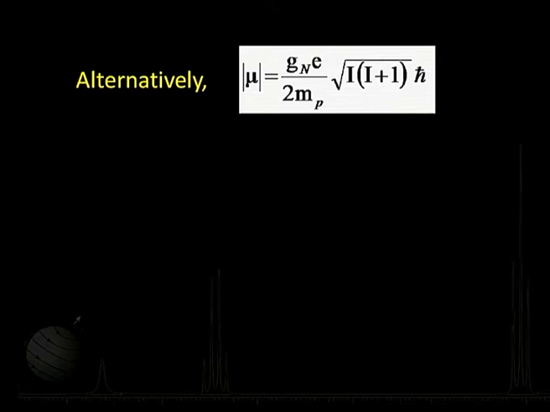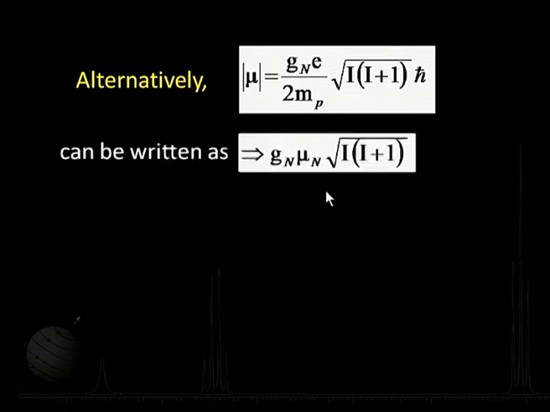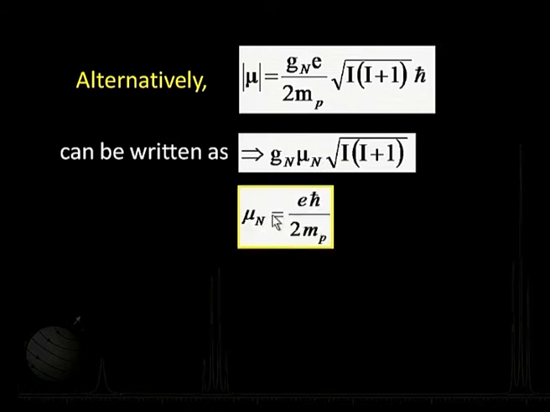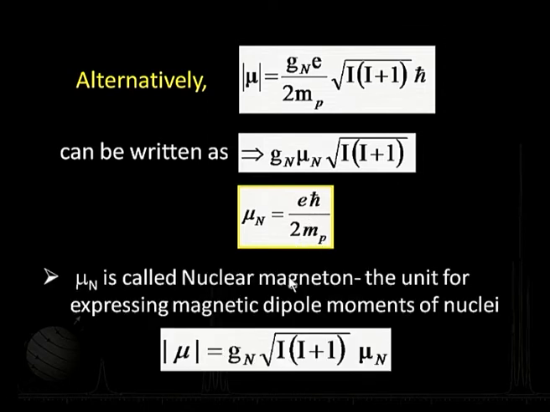Now, let us see the same expression a little differently. We have mu, and we substitute for gamma, which is Gn e by 2 mp. We rearrange the formula so that we write it as Gn, and then e h cross by 2 mp we take together as a new constant called mu n. This mu n, equal to e h cross by 2 mp, is called the nuclear magneton. It is a unit for expressing magnetic dipole moments of nuclei. When I use this expression, my value for mu, the magnitude of the magnetic moment, is equal to Gn times the square root of I into I plus 1, times mu n.